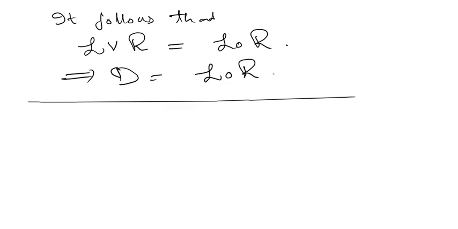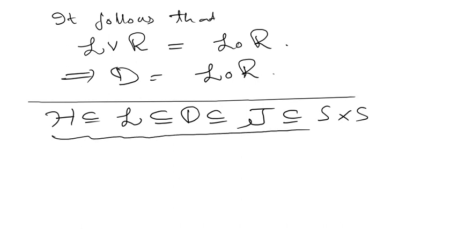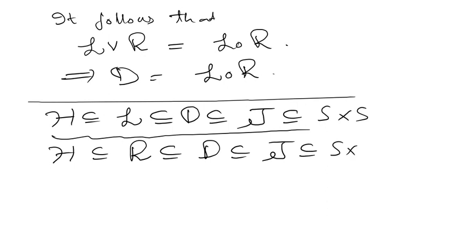And we have the following inclusions actually. This H is a subset of L because it is the intersection, and L is a subset of D because D is the composition, D is the join. And D is a subset of J, and J is a subset of the universal relation. This is the inclusion among these relations. Similarly for R: H is a subset of R, R is a subset of D, D is a subset of J relation, and J relation is a subset of S cross S.